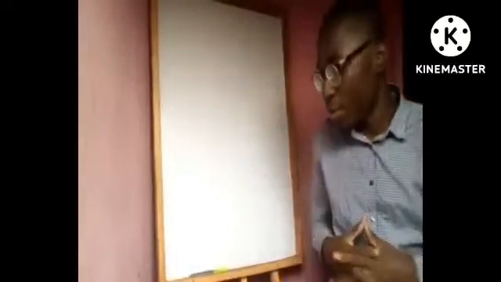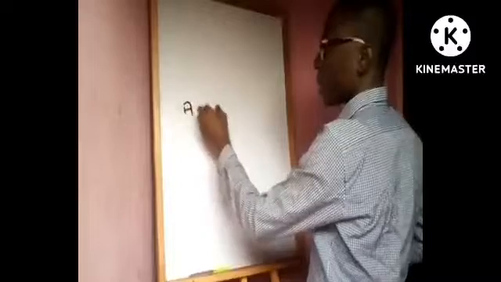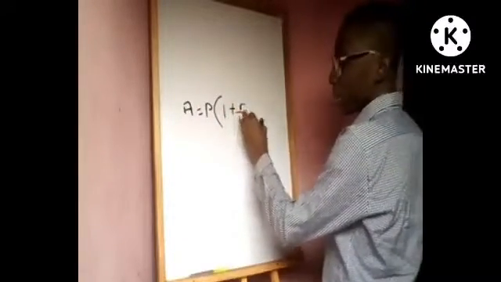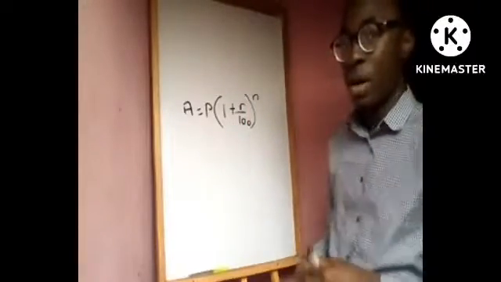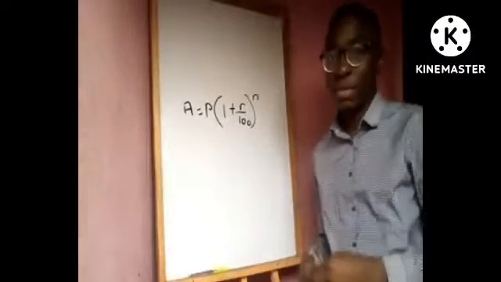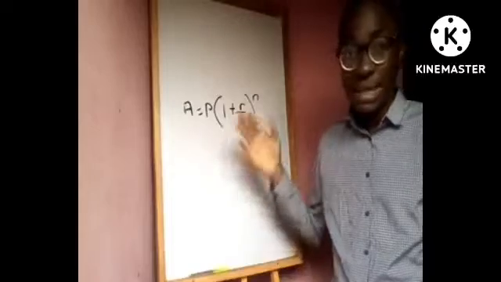And note that amounts can be calculated not just for 1 year but multiple years. When you are calculating amounts for multiple years, you calculate it with this formula: A equals P open bracket 1 plus R over 100 close bracket raised to the power of n. Your A represents your amount, the amount of money generated at the end of the investment or saving year. Then your P is the principal, the original amount of money invested or saved.